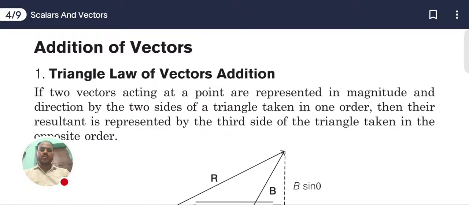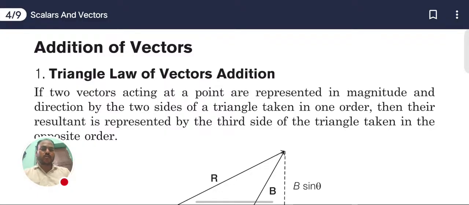Then I taught you the tensor. What is a tensor? A physical quantity that has different values in different directions at the same point is known as a tensor. Then vector: those physical quantities that have both magnitude as well as direction are known as vector quantities.